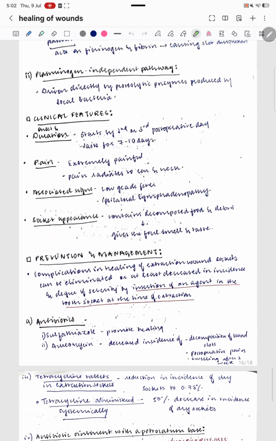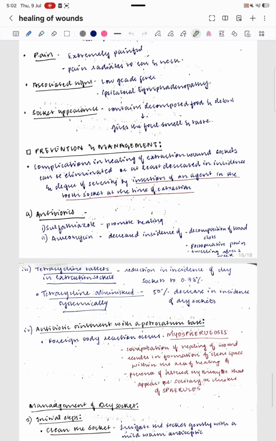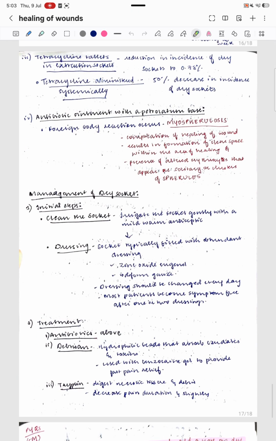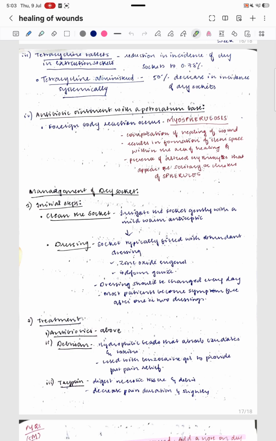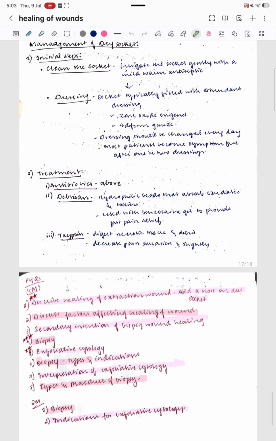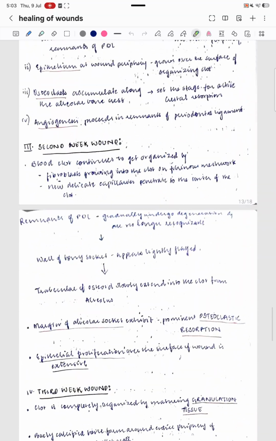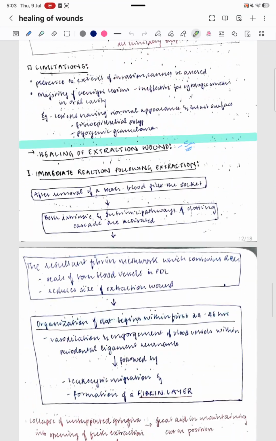So treatment is quite complicated. You just have a lot of names to remember. First you insert an agent into the tooth socket, usually cotton or something to prevent infection. Then you give antibiotics, that is sulfathiazole or tetracycline tablets. Then you manage the socket: you irrigate, and then you dress the socket, and then you give Debrisan or trypsin. So that's pretty much about dry socket and healing of extraction wounds.